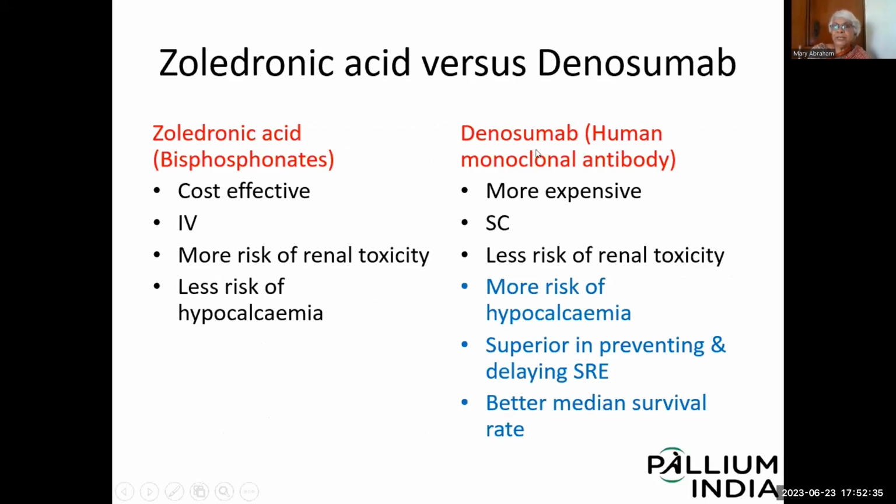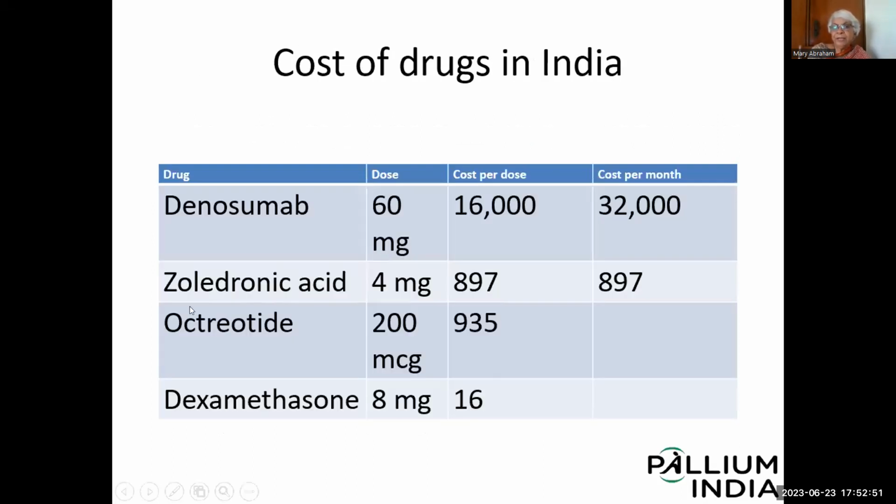Denosumab is also given for bone pain. It is more expensive than zoledronic acid, but it can be given subcutaneously with less risk of renal toxicity. And it is superior as compared to zoledronic acid, but it is very expensive. So that is a major drawback. In fact, if you look at the cost, you find that the cost of treatment per month for denosumab is 32,000, for zoledronic acid is only 900 bucks.